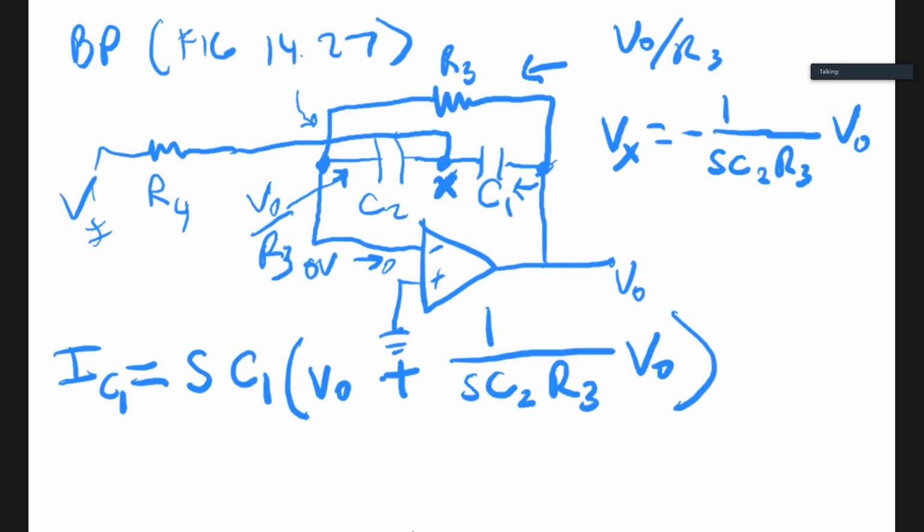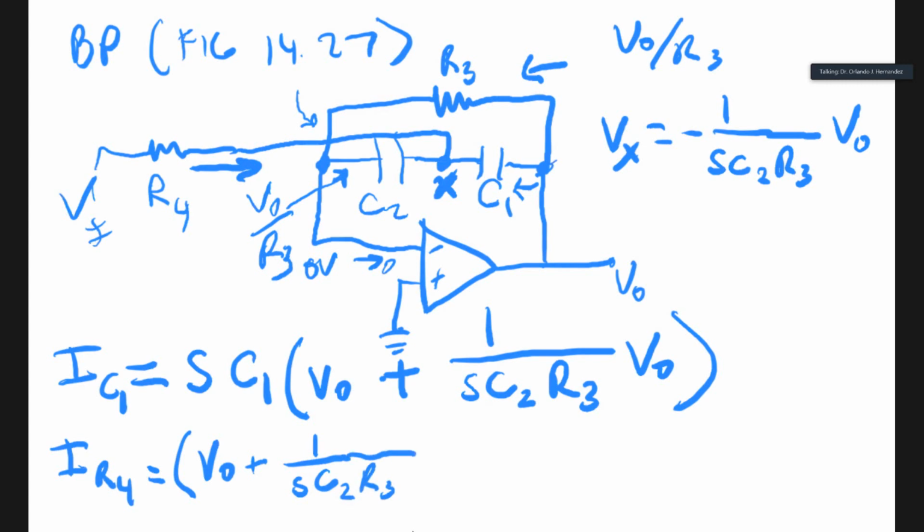And finally, I can calculate what the current is here, okay? So let's call it the current through R4. And that's going to be VO minus VX, which is the voltage across C1, divided by R4.